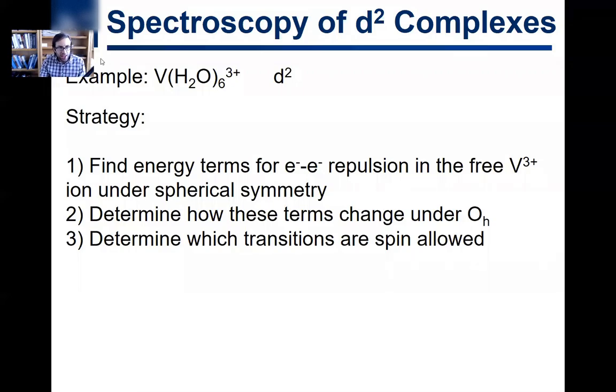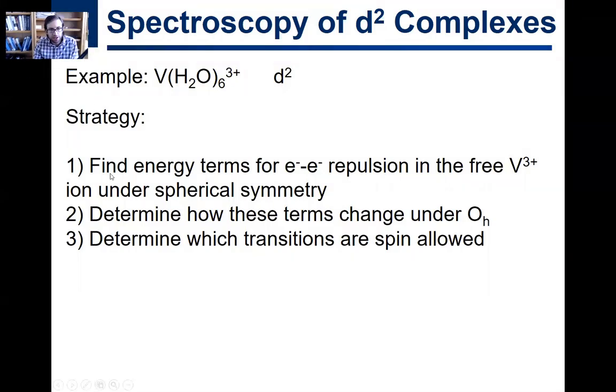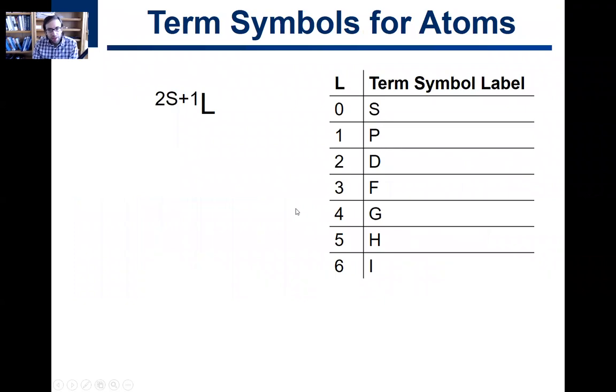So in the strategy that we outlined in the last video, the first thing was to find the energy terms for electron-electron repulsion between the two electrons, because it's a D2 state, in the free vanadium ion, which has spherical symmetry. Because this is only one atom now, we have to go over the term symbols for atoms. And I think you have learned this in PChem, hopefully, but I'm going to review it here as well.